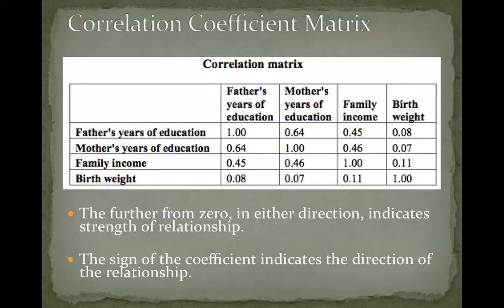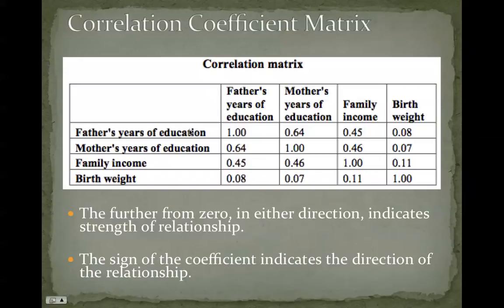So here we have the correlation coefficient matrix, okay? A correlation coefficient matrix of education, father's education, mother's education, family income, and birth weight. Family income is a measure that assessed how much money the family was making, and birth weight is the weight of the child. So if you notice in this matrix, we have 4 variables: father's education, mother's education, family income, and birth weight, and the same exact variables going down the rows.